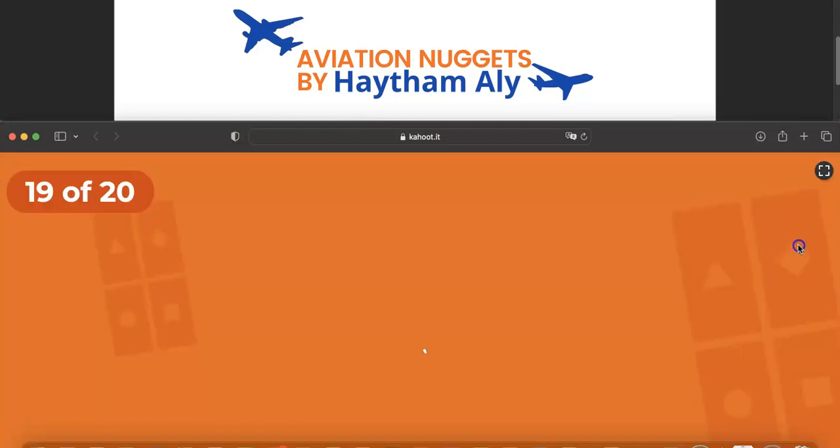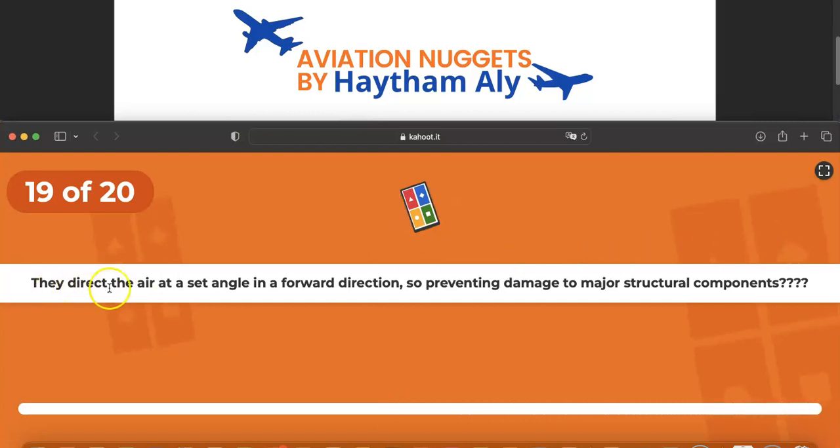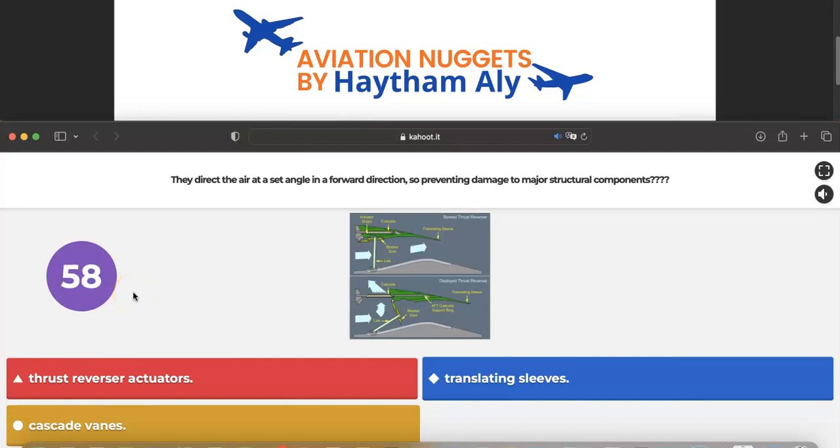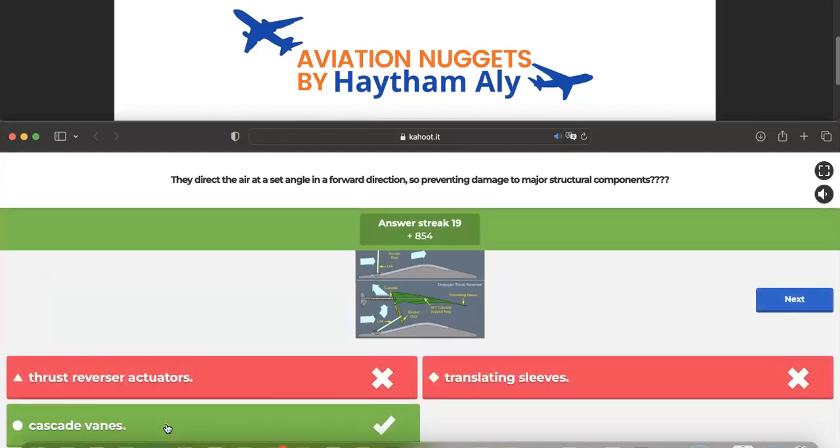Next question, everybody. We come to an end now. Question 19 of 20. They direct the air at a set angle in a forward direction, so preventing damage to major structural components. Thrust reverser actuator, translating sleeves, or cascade vanes. The right answer is cascade vanes. Yes, the cascade vane's job is to direct the air at a set angle in a forward direction, away from major structural components when exposed to the fan stream.